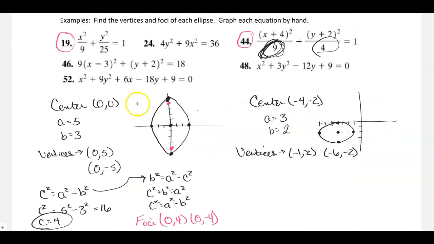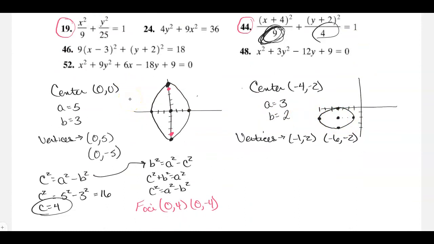Okay, so now all we got to do is find the foci. So once again, we know B squared equals A squared minus C squared. That's coming from our sheet. So that's the same thing as saying C squared equals A squared minus B squared. You can use either one to get there. So C squared is equal to A squared minus B squared. So that's going to be 9 minus 4, which is 5. So C is going to be the square root of 5.